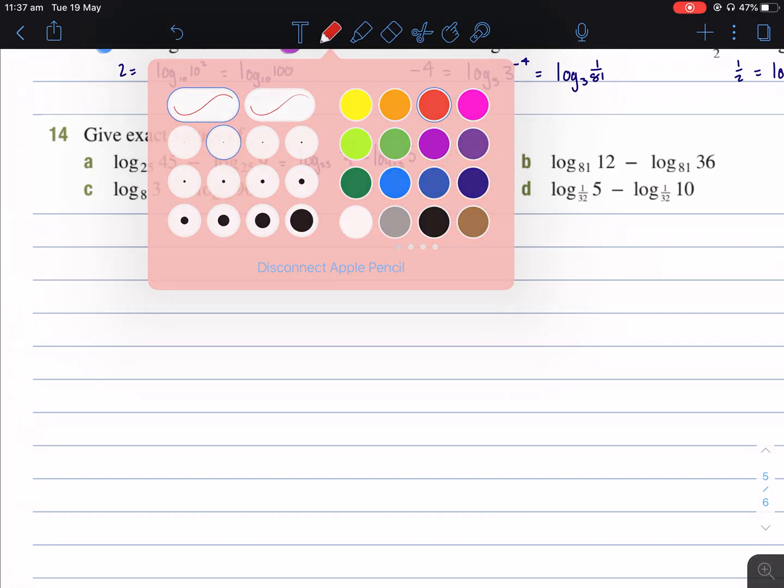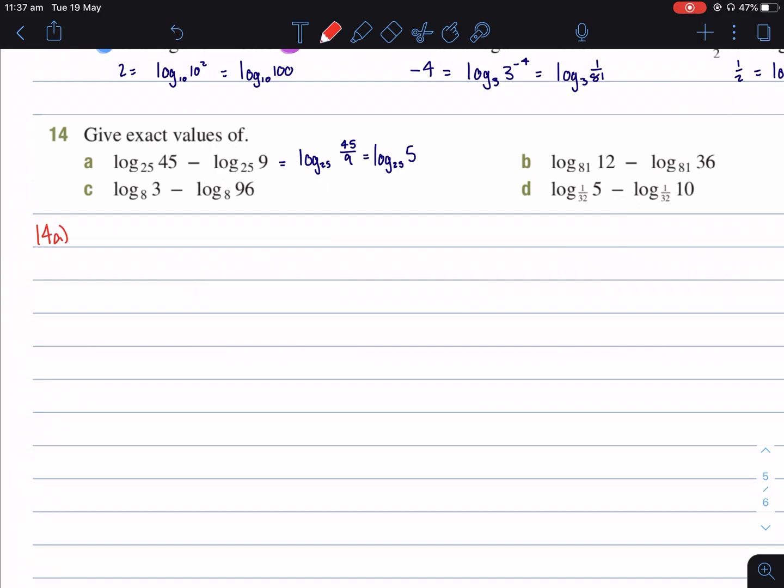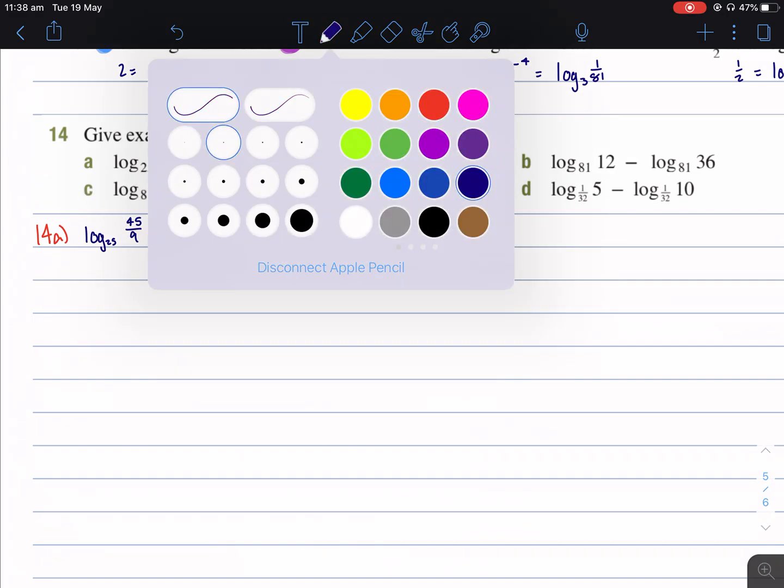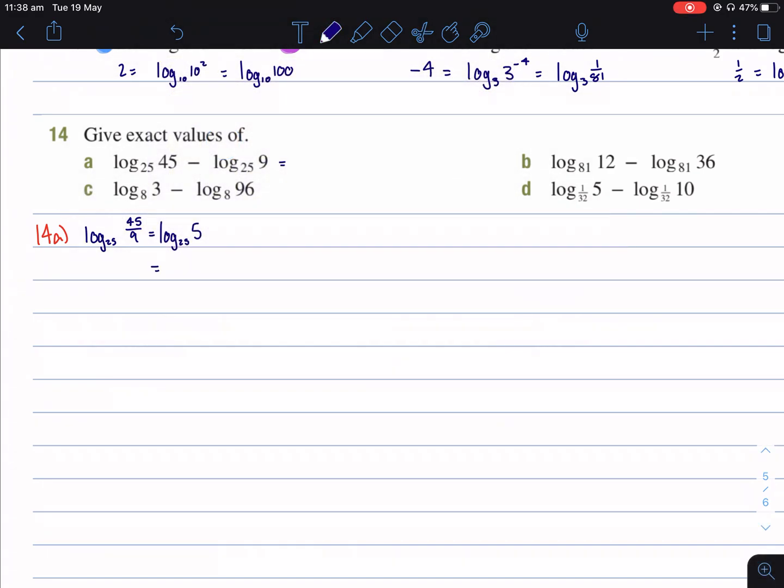I'm going to need more room. Now, because I've got base 25, I'm not used to having base 25. I can't change the base, but I know 5 is the same as the square root of 25. So this is log base 25 of 25 to the half, which means it's half log base 25 of 25. Log base 25 of 25 is just 1, so it's a half. I would not have picked that comes out as a half. I'm doing every second one still, I believe.